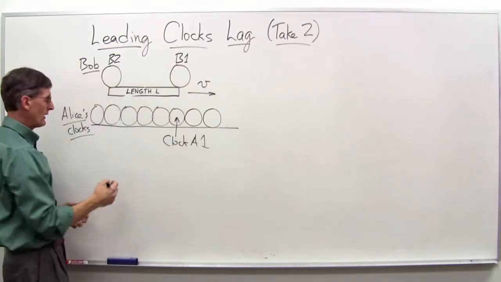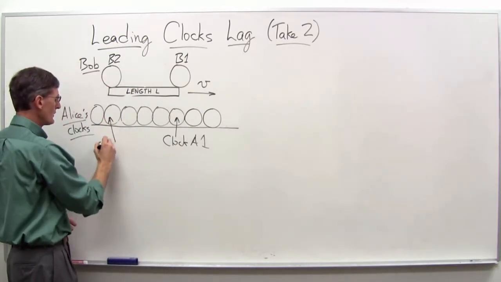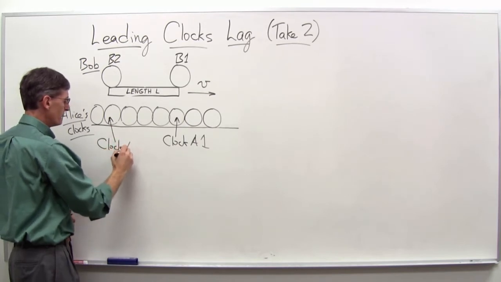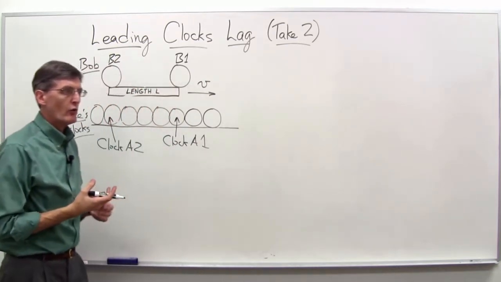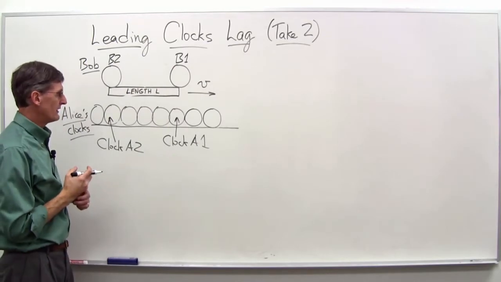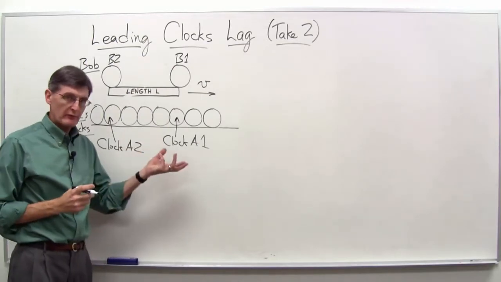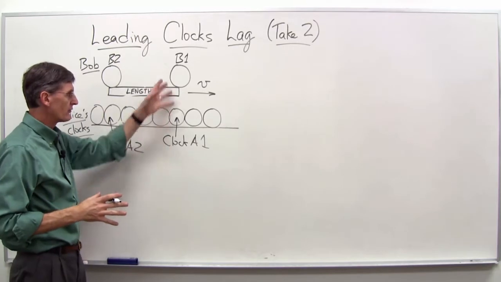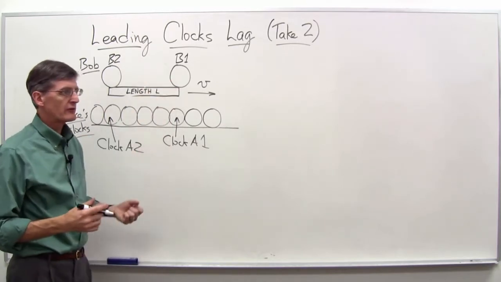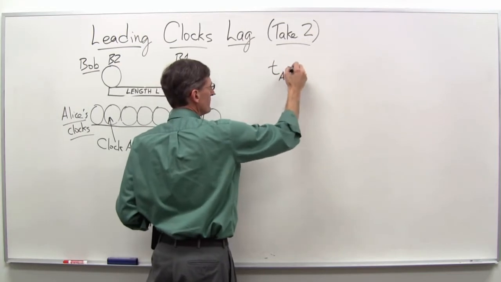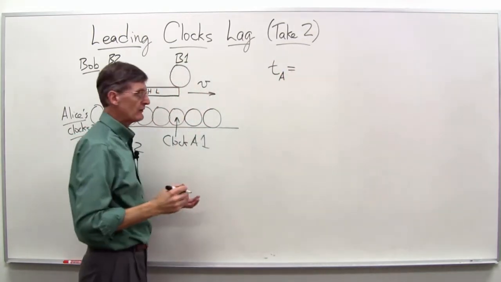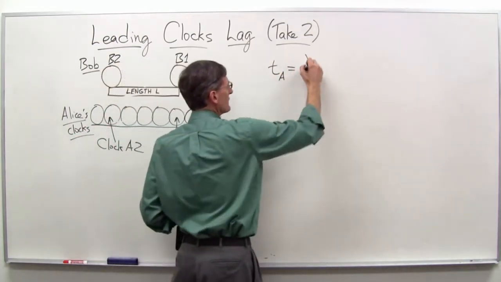And then we also have Alice's clock A2 over here. Okay? So the question we want to ask is, well, before we get to the question, let's just say this. Remember the Lorentz transformation, the basic equations. We have two equations. One is T sub A for Alice is going to equal gamma.